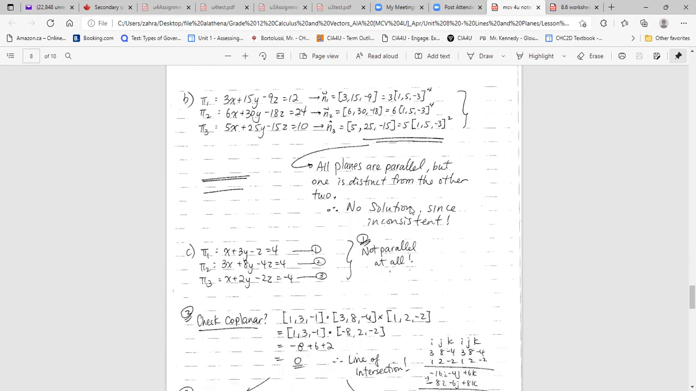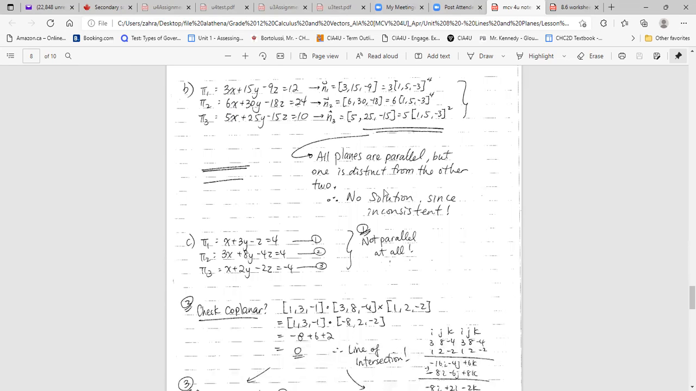Okay, so we want to see if they are distinct or they are the same. So what you do, you can divide this one by 3, right? You can divide this one by 6. And you can divide this one by 2. Okay. As you see, if you do that, 2 of them will be the same. Smart, so let's do that there. They are multiples of each other.